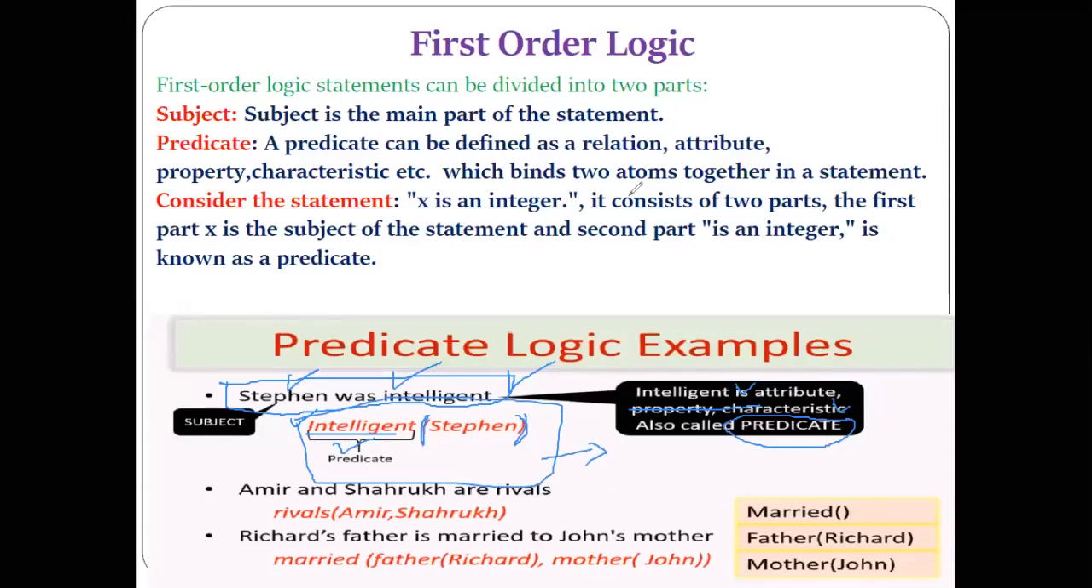Yes, sir. Now tell me, using propositional logic, is this kind of representation possible? This is just a simple example I have given. We are going to see more examples, then you will understand. For example, see the second example: Aamir and Shahrukh are rivals.